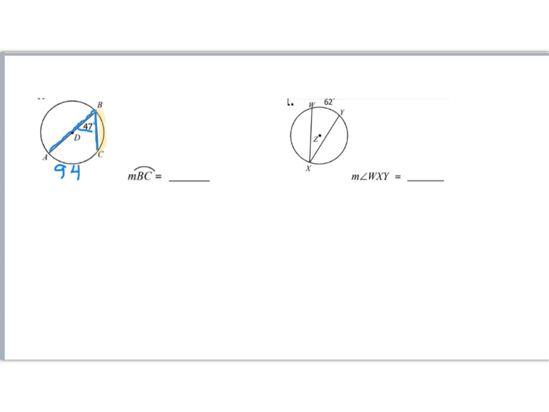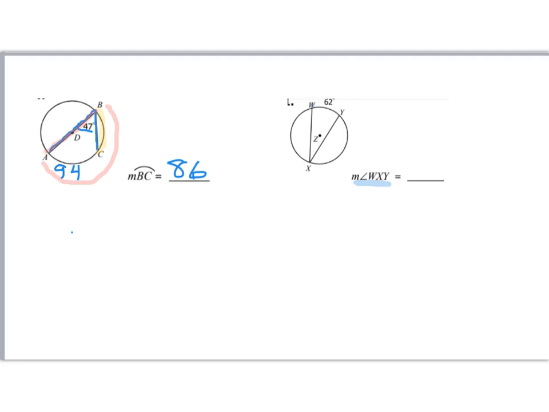So what I want you to notice is that this right here is 180 degrees because this is a diameter. It cuts our circle in half. So if it cuts our circle in half, all we have to do is subtract from 180 and we get 180 minus 94, which gives us 86.